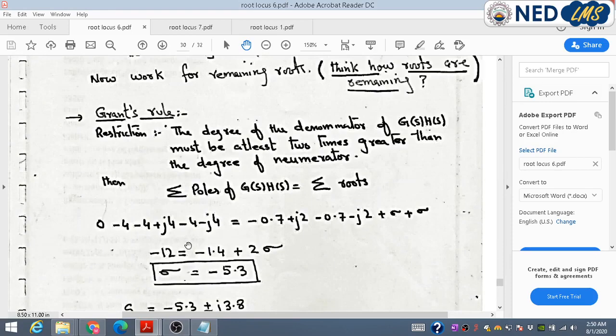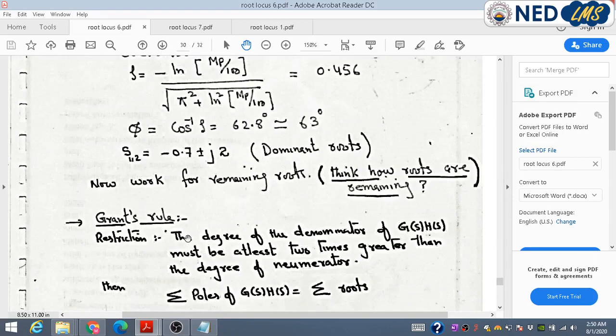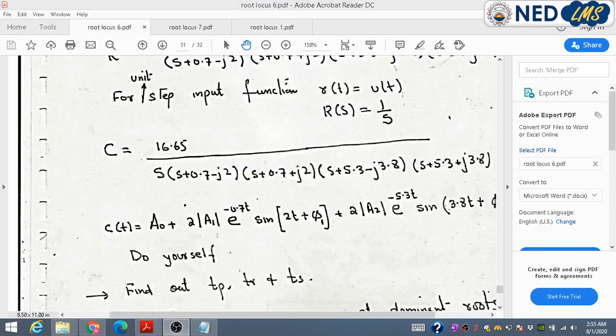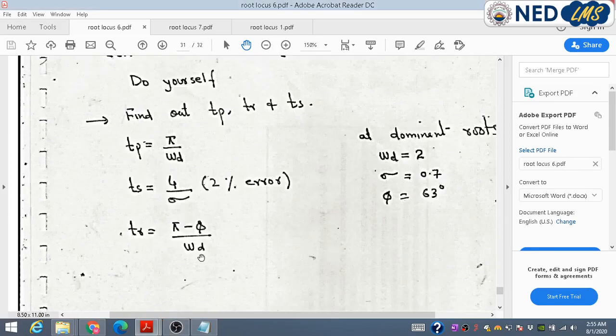It is one of the ways. If Grant's rule is not applicable, then how would we be able to find the remaining two roots? I am leaving this query for the live session. You have to quantify all unknown terms in this expression: a0, a1, the angle phi 1, a2, the angle phi 2, and the values of these time responses is your task, and you have to share your answer with us.